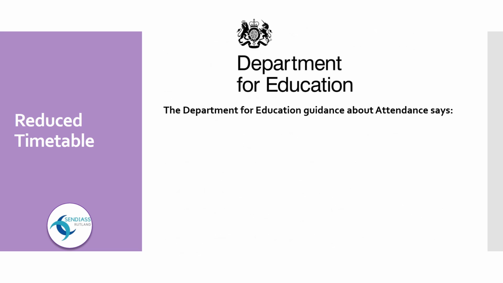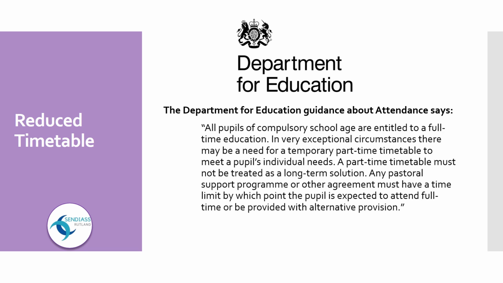The Department for Education guidance about attendance says, all pupils of compulsory school age are entitled to a full-time education. In very exceptional circumstances, there may be a need for a temporary part-time timetable to meet a pupil's individual needs. A part-time timetable must not be treated as a long-term solution. Any pastoral support programme or other agreement must have a time limit by which point the pupil is expected to attend full-time or be provided with alternative provision.